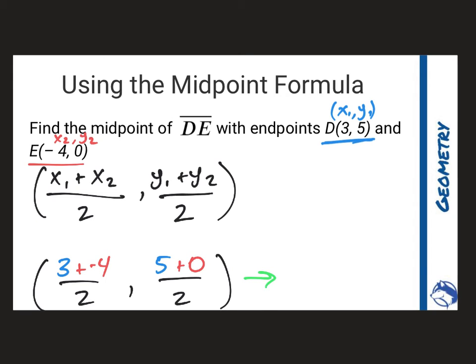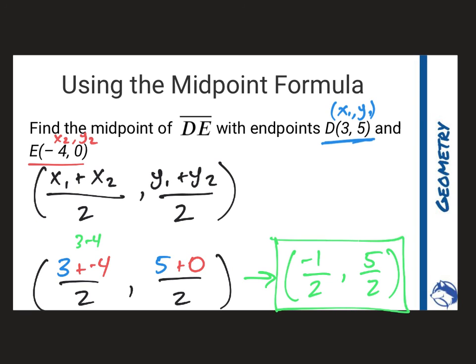So now all I do is I go ahead and simplify here, and since this is 3 plus a negative 4, it's like 3 minus 4, which is negative 1 over 2, and then 5 plus 0 is just 5 over 2. And this right here is my midpoint.